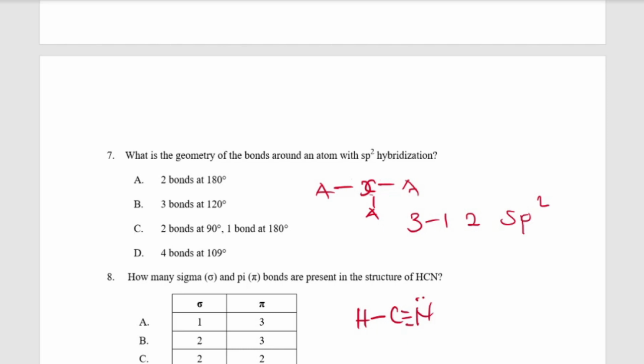So we have to find the number of sigma and pi bonds. So we have 1 sigma bond and here 1 sigma bond. So we have 2 sigma. And we have 1 to the pi bond. So we have 2 pi bonds. So our answer is C. 2 sigma and 2 pi bonds.